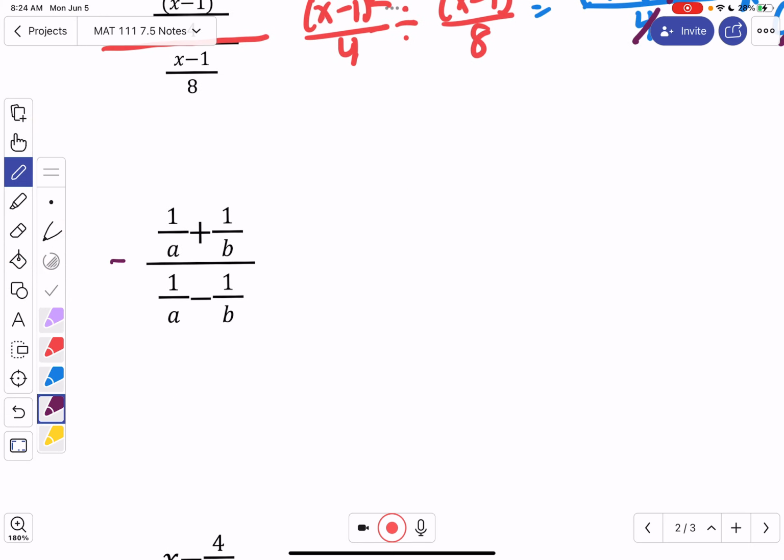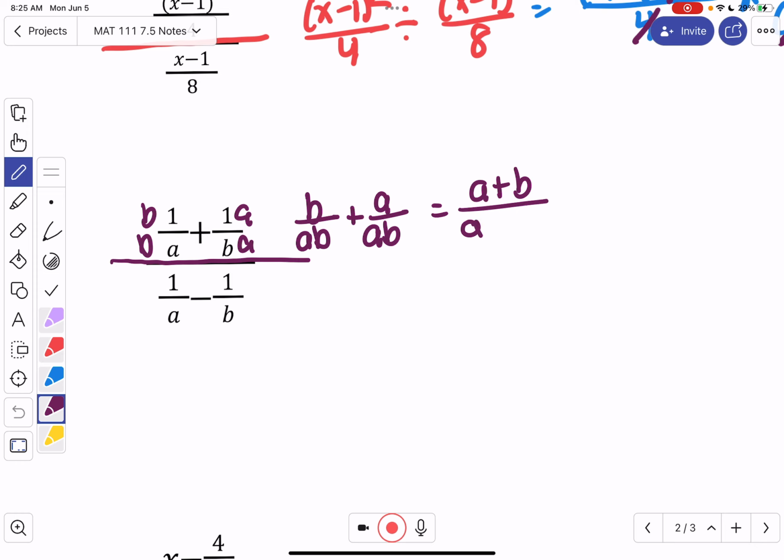So this is the same thing. We just have an addition problem on top and a subtraction problem on the bottom. The simplest way to do this is to simplify the top as much as you can, simplify the bottom as much as you can, and then do the division problem. So for us to do the addition, multiply the first fraction by b over b. So I would get b over ab. Multiply the second fraction by a, I get a over ab. And if I combine those, I get a plus b over ab. You could have written b plus a. It doesn't matter. You can add in any order.